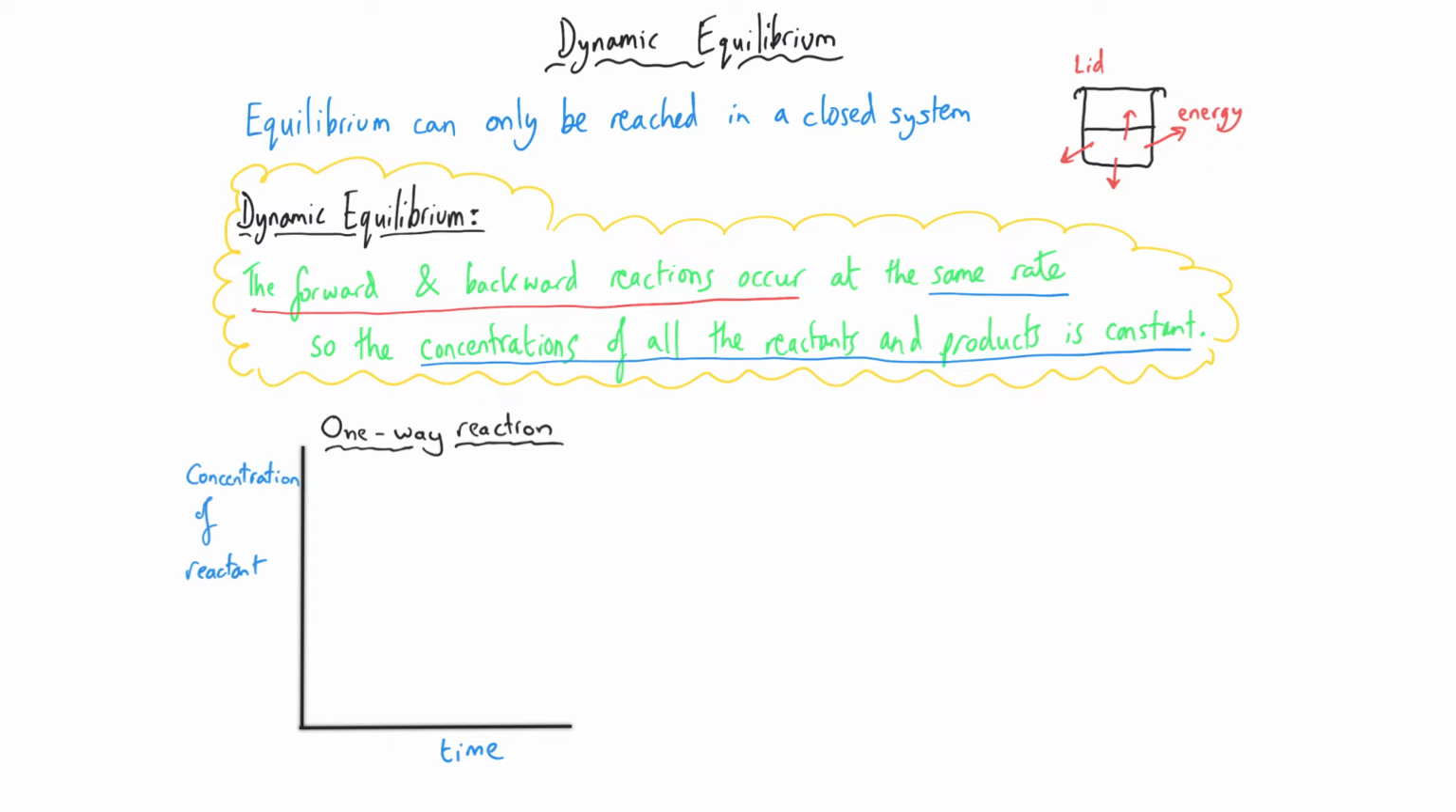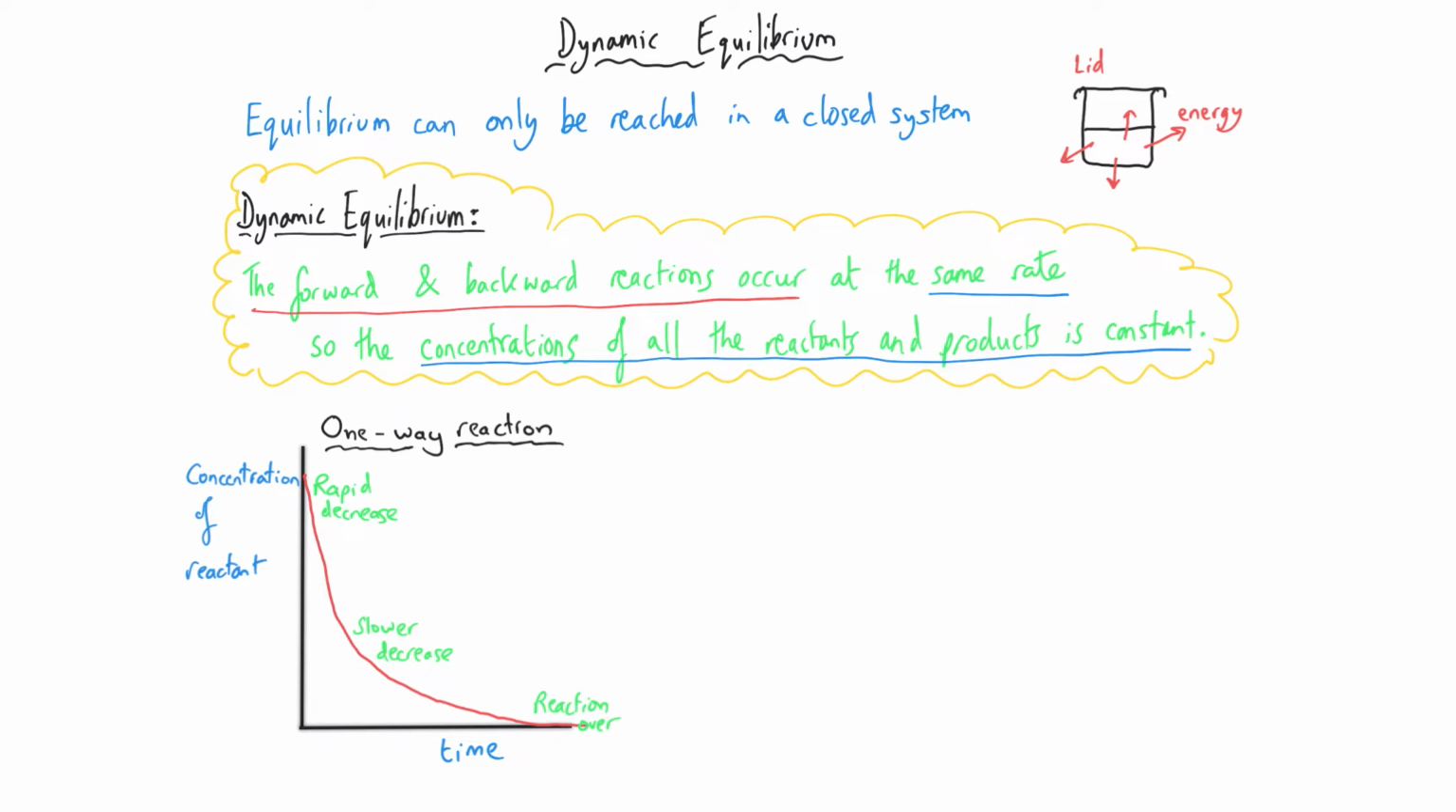Now, the best way of visualizing this is actually to look at a graph. If we look at a typical graph of a one-direction reaction where reactants turn into products only, over time, the concentration of reactants will obviously decrease as the reaction goes on. It decreases really quickly at first, then begins to slow down, and then it stops when one of the reactants, or both of the reactants, or all of the reactants have been used up.